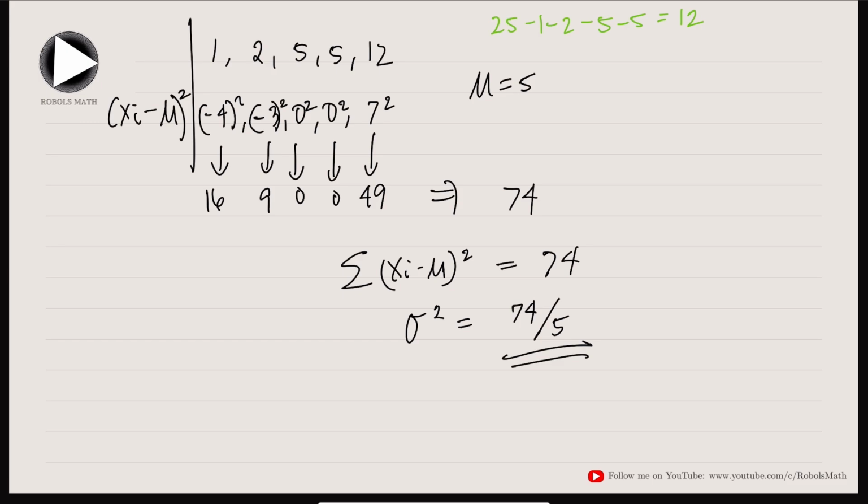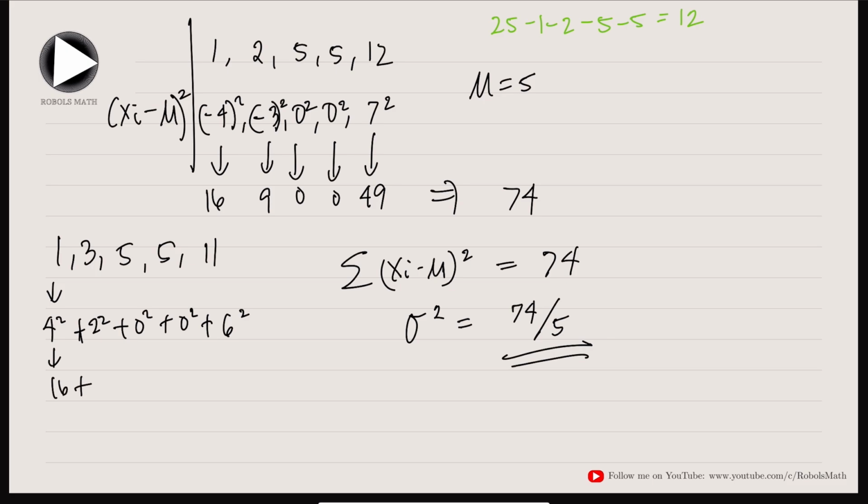Now we can check other possible combinations of elements. Let's say we instead pick 1, 3, 5, 5, and then the last one would be 11. Then again, get the distances from the mean. This is 4 squared, 2 squared, 0 squared, 0 squared, plus 6 squared. This is 16 plus 4 plus 36, which gives us 56. Therefore, the variance for this case is 56 over 5.